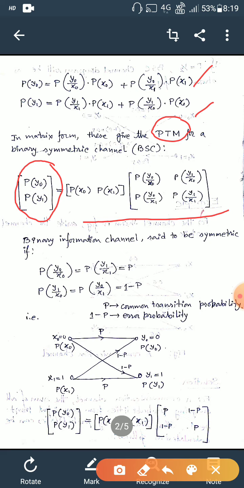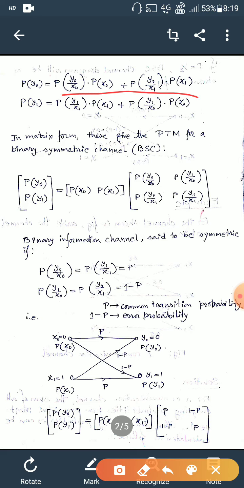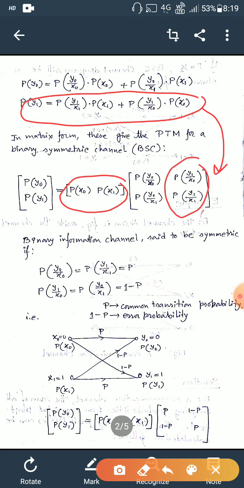And how can you get this? If you multiply this row with the column, you can see that this one is coming from this one. And here also, if you consider equation 2 and use this equation, this is the row and this is the column. If you multiply these two, you can get p of y1, the probability of y1.